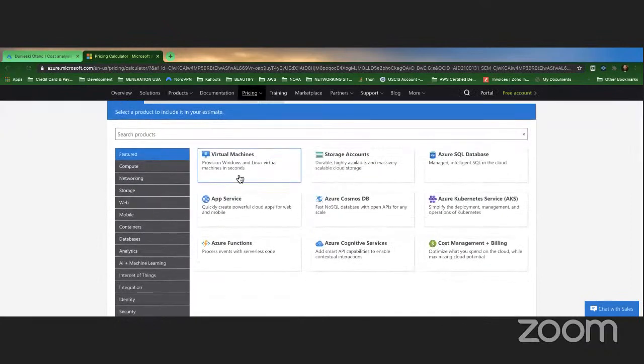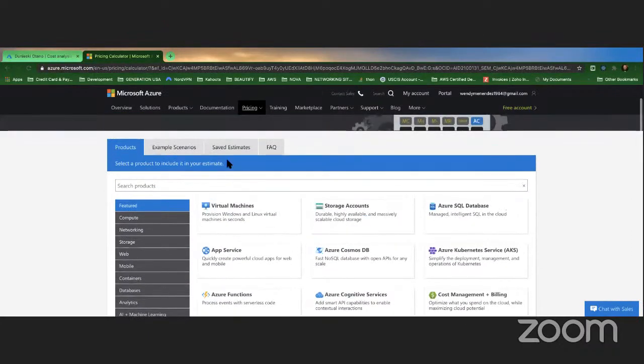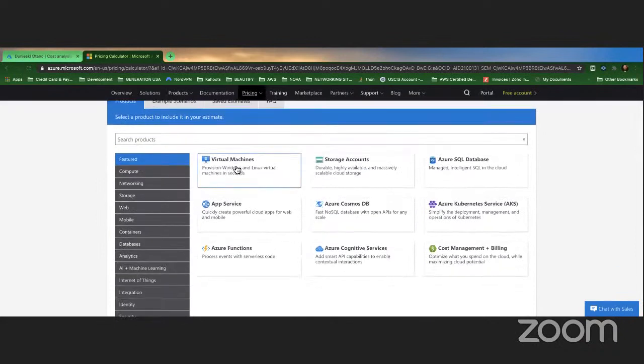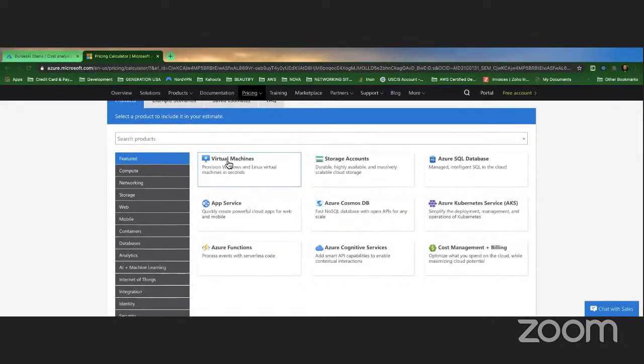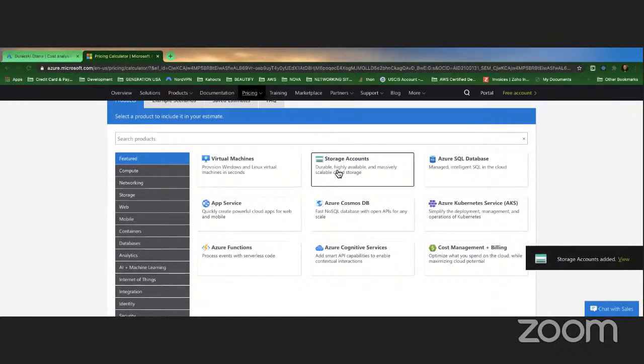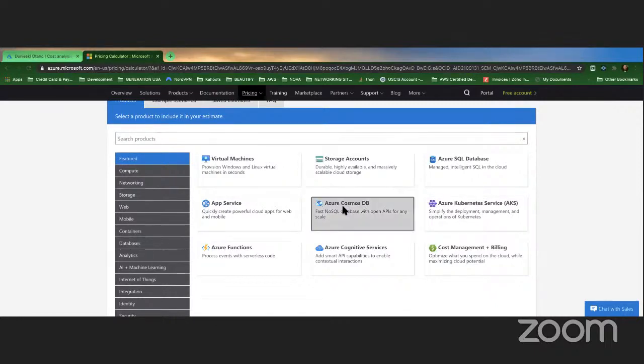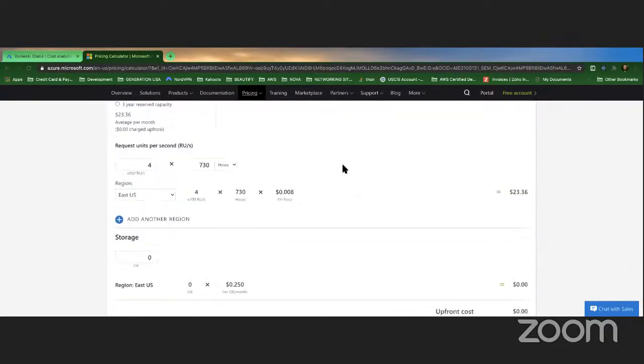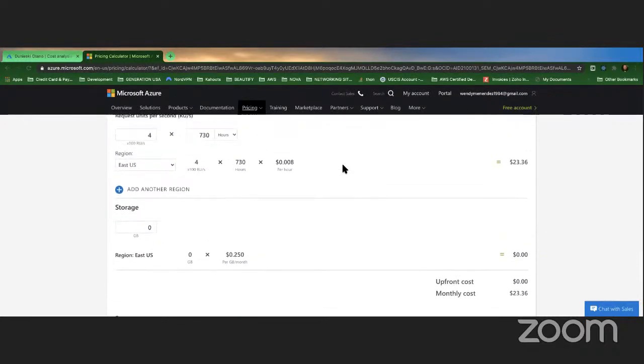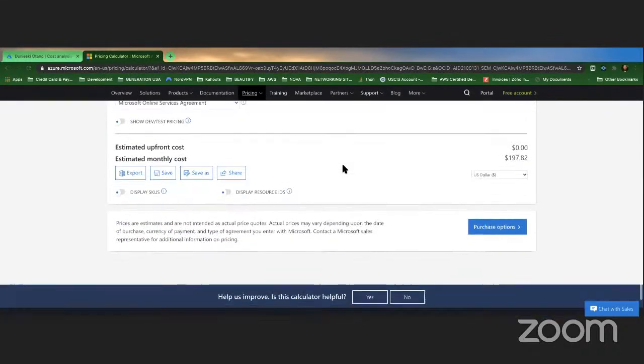Let's say that this is a fresh and new account. Let's say that I want to have an idea of my pricing with a virtual machine. I just click on it and it adds it, and it says down here, virtual machine added. I want to see the cost for a storage account. I click on it and it says storage accounts added. I want to see the prices for my Azure Cosmos DB, added. So I click on view and then it shows me my resources here, and the cost that I have here.